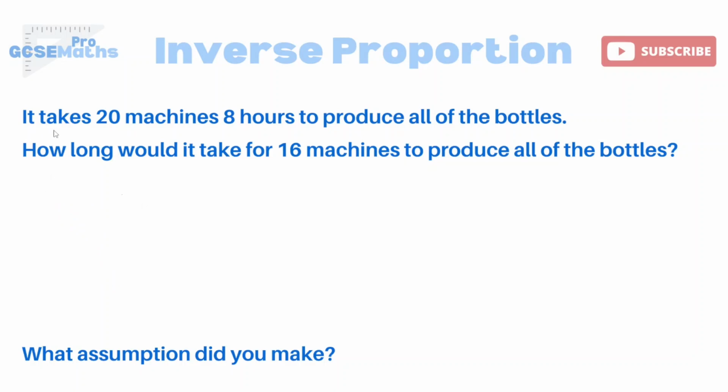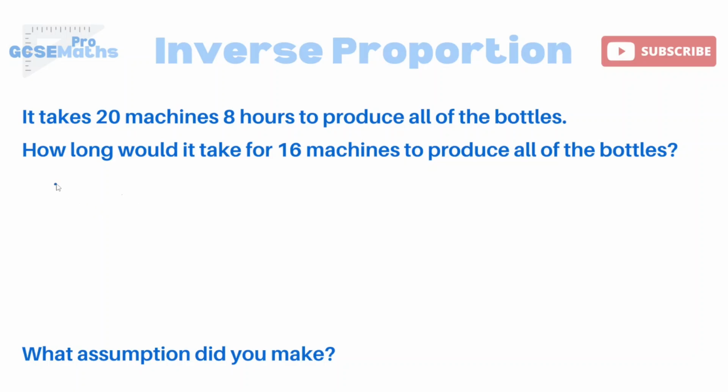So in this one we've got, it takes 20 machines 8 hours to produce all of the bottles. How long would it take for 16 machines to produce all of the bottles? So same number of bottles, we don't really care how many bottles there are, right? It's just the same number. We had 20 machines, now we have 16, so because it's inverse proportion, they're inversely related, it's going to take a little bit longer than 8 hours, isn't it?